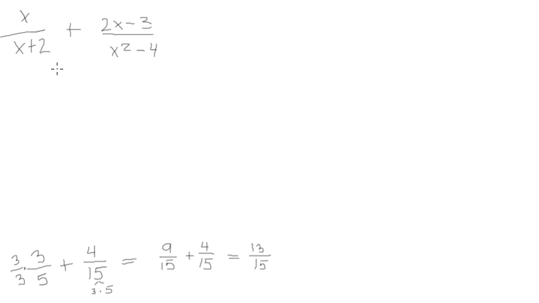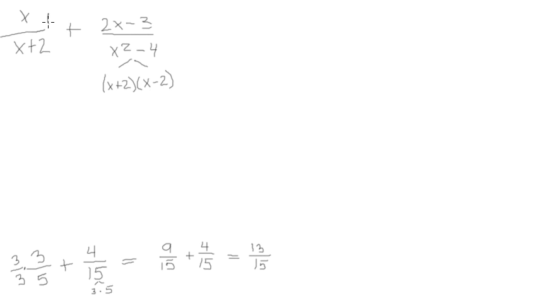So when I look at an algebraic problem, my first step is to factor the denominator so I can see what factors are present. So I recognize x squared minus 4 as the difference of perfect squares, and I know that that factors to be x plus 2 times x minus 2. That means that my first fraction is missing the factor of x minus 2.